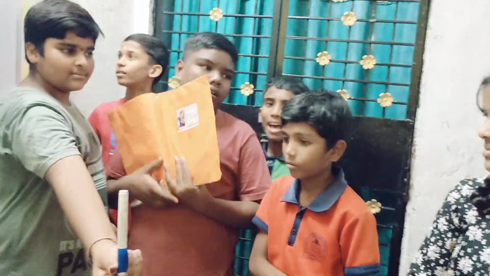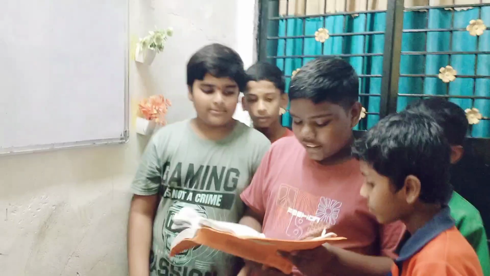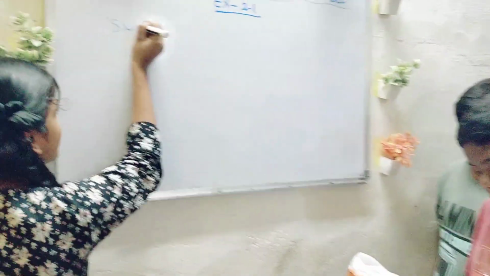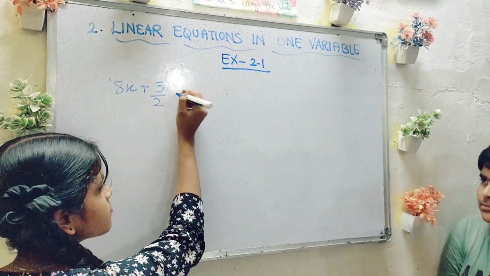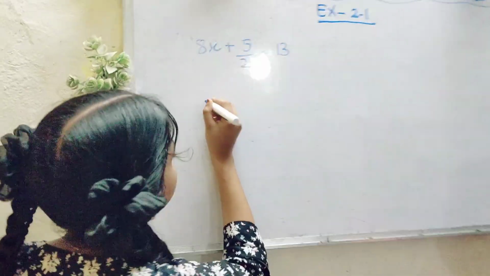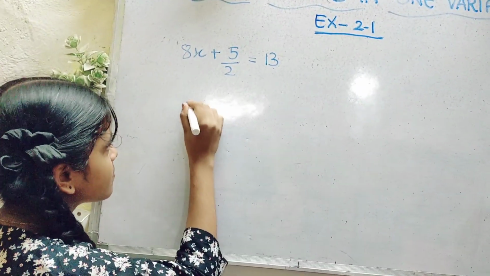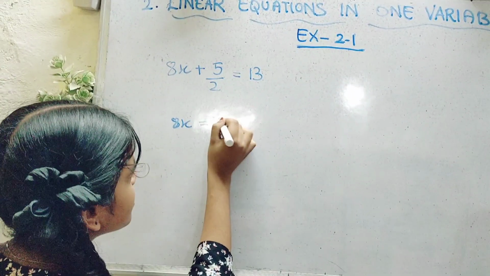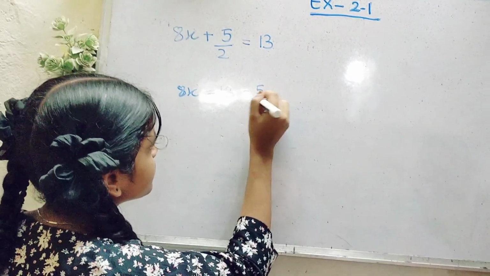Next, who will do it? Bhagya, come on, do it. Please dictate the equation to her. 8x plus 5 upon 2 is equal to 13. Come on, do it. 8x equal to 13. Yes. Plus 5 upon 2 will become minus 5 upon 2. Yes? Okay, then.